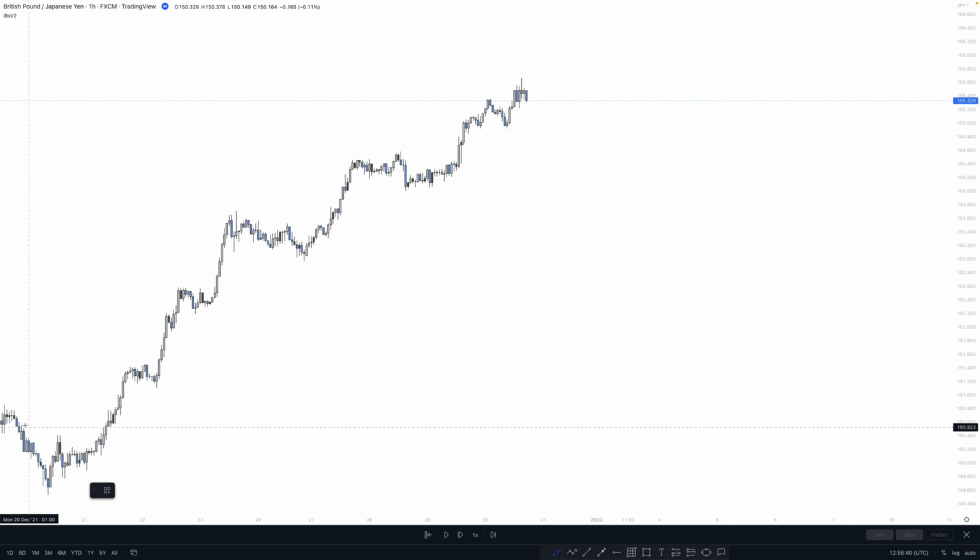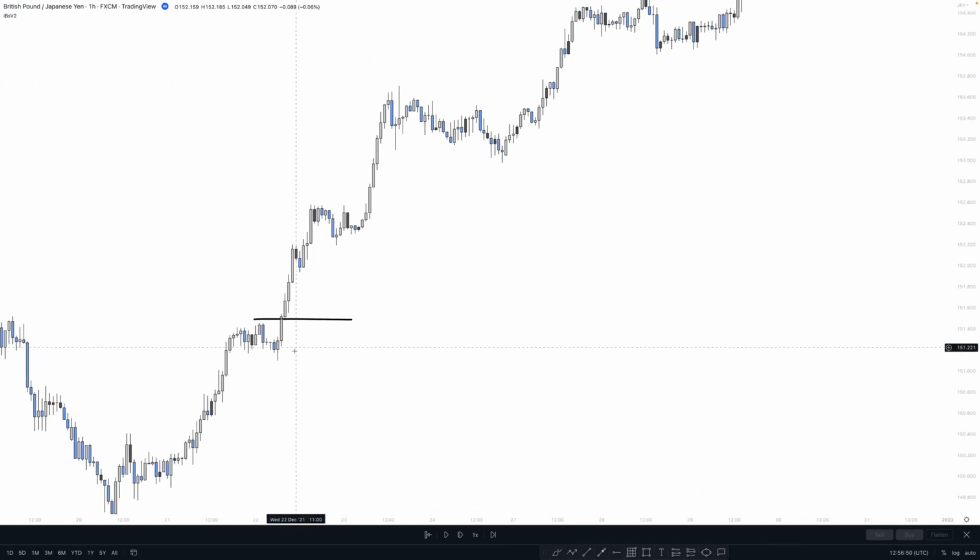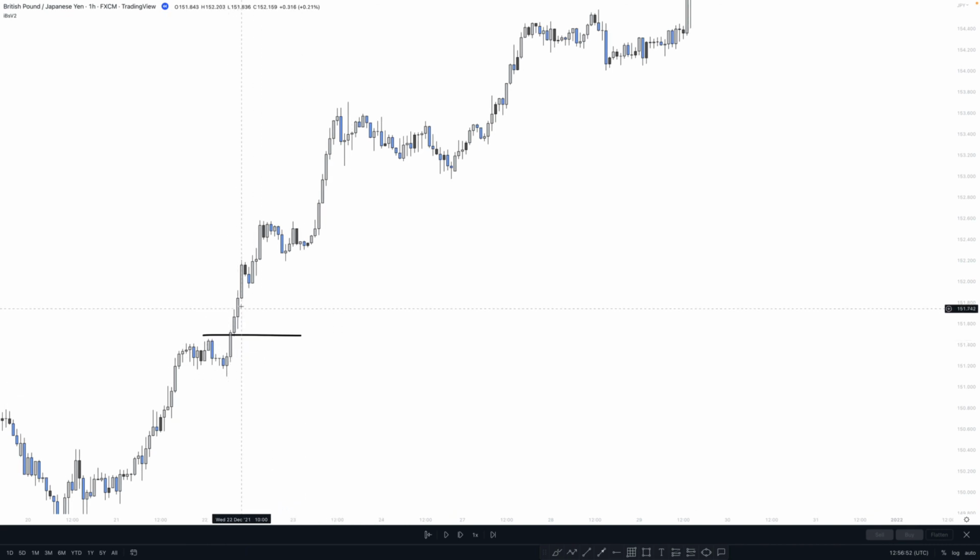As you guys can see, after this change of character here, price started to pull back to the upside. So how do we break this high? Impulsively. Look at this beautiful momentum to the upside, how price is breaking with this bullish momentum. Even here you can see how price is breaking above. And then again we have a retrace. Look at this bullish momentum to the upside.